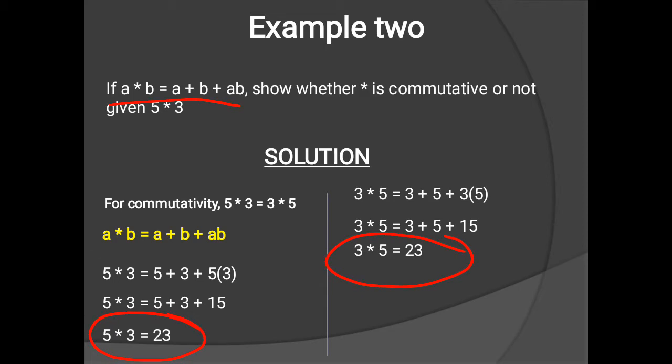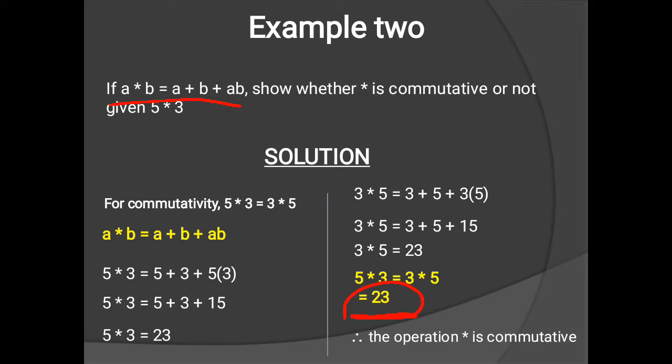Meaning A operation B is equal to B operation A. But because you have been given numbers, we say 5 operation 3 is equal to 3 operation 5. Why? Because both of them gave us 23. This means that the operation is commutative. So if after solving you get different answers for the two, then we say the operation is not commutative.